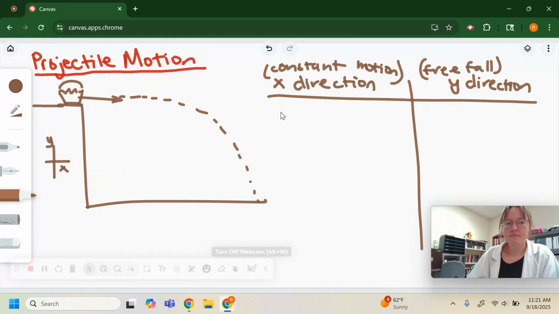Okay. Now let's take a look here. We're going to try a little bit of a practice problem. Suppose that I told you that you had a muffin and that you were going to throw the muffin off the edge of a cliff.